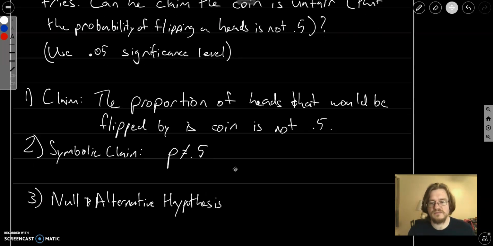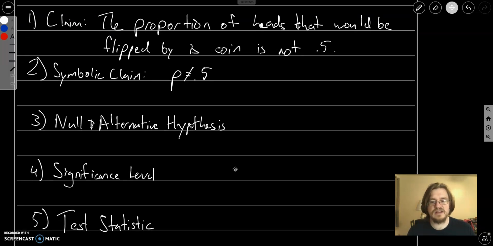So let's test this hypothesis. Let's test this claim. So the null and alternative hypothesis. We have H0 and H1. H0 is going to be, the probability is in fact equal to 0.5. And H1 is going to be the probability is not equal to 0.5.